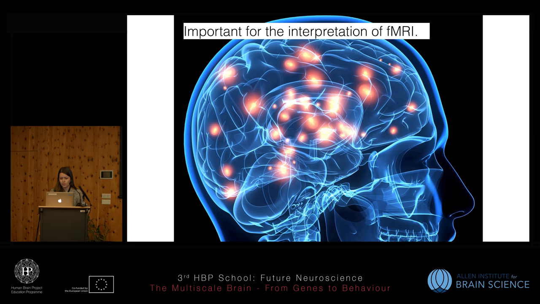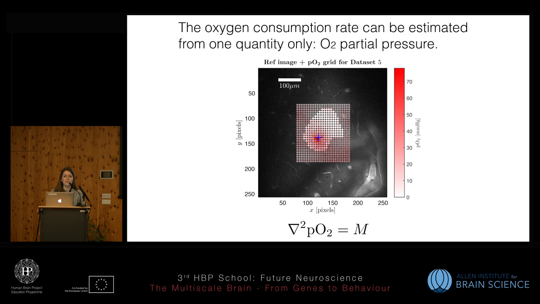My work suggests that the oxygen consumption rate can be estimated from one quantity only. This quantity is the oxygen partial pressure. The method simply says that you can estimate the oxygen consumption by taking the second derivative of your partial pressure measurements. If I succeed with this method, it will help us to better understand conditions like Alzheimer's and fMRI.